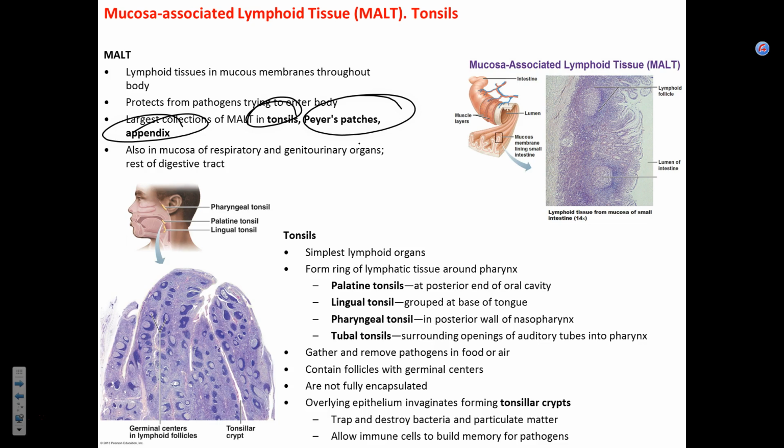mucosal layer of the intestines. But you can also find mucosa-associated lymphoid tissue in the form of tonsils that surround the pharynx, okay? A pharyngeal tonsil next to the connection between the pharyngotympanic tube and the pharynx. Palatine tonsil, the lingual tonsil at the base, and the tubal tonsil, okay? They are constantly exposed to the pathogens, since we inhale and we eat, and when they're exposed to the pathogens, they produce B cells, hopefully.